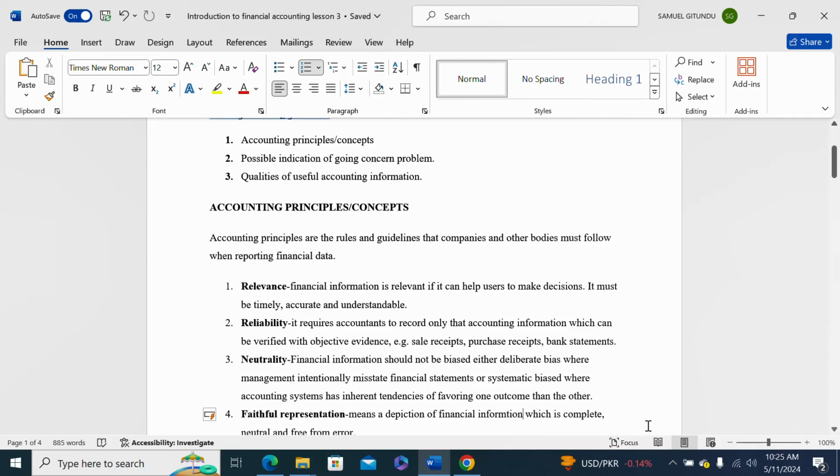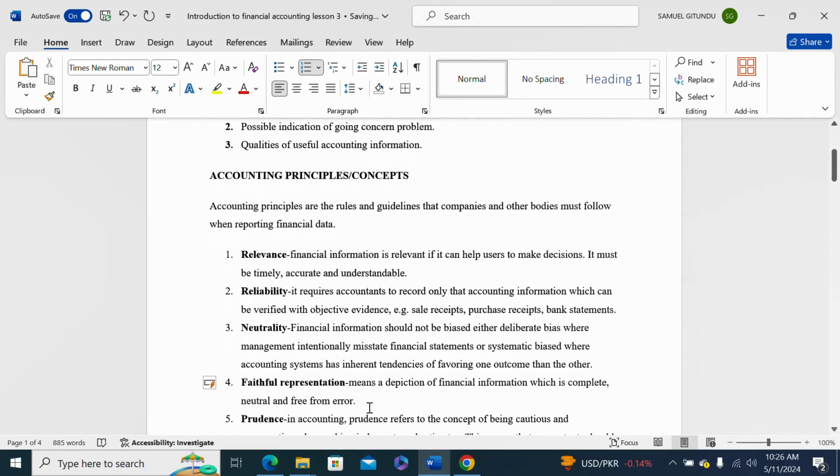Then we go to the fourth principle, which is the principle of faithful representation. Faithful representation means depicting financial information which is complete, neutral, and free from error. Financial information must be complete. Complete means that it has recorded all the information of the economic phenomenon that we are talking about. If we are talking about trade receivables, all the trade receivables have been recorded. Nothing has been omitted. If you are talking about trade payables, all of them have been recorded.